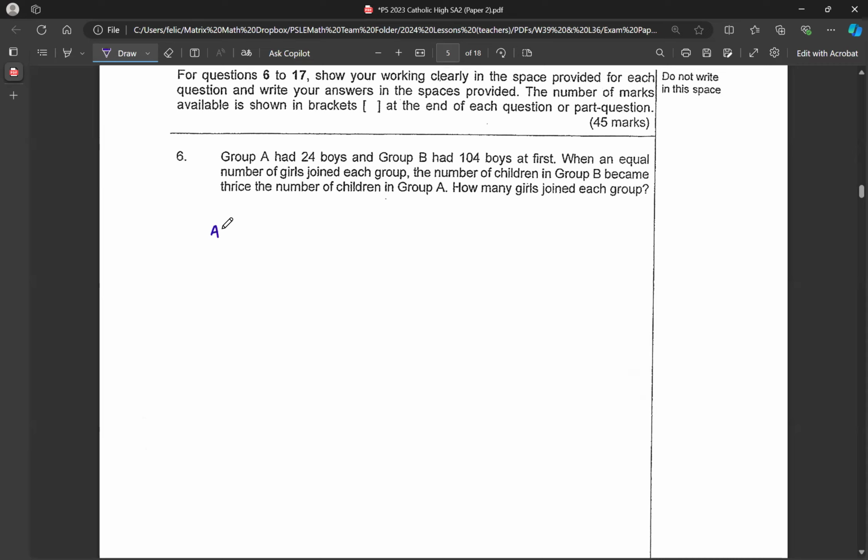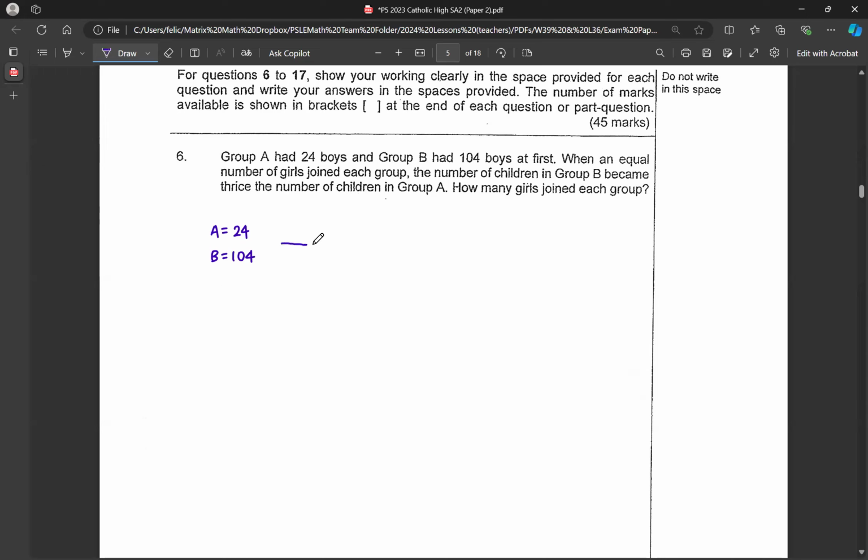So we're going to start off with A at first. A had 24 boys at first. B had 104 boys at first. Now notice that I didn't put it as a ratio. I just write it using the equal sign because this 24 and 104 are actual number of people already. So a ratio is not necessary. Just use equal will do.